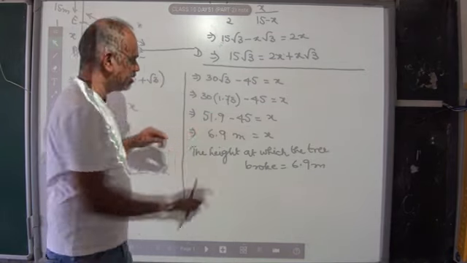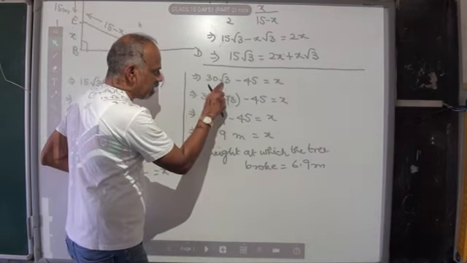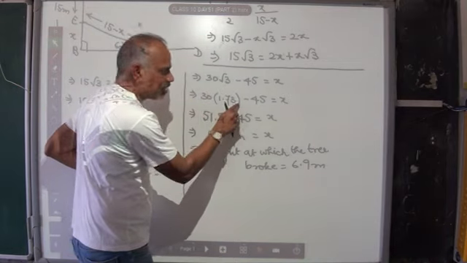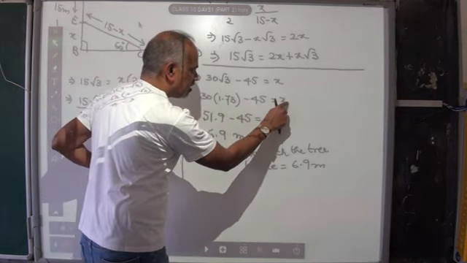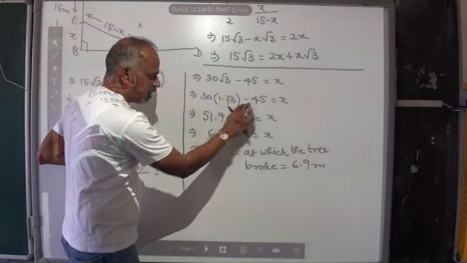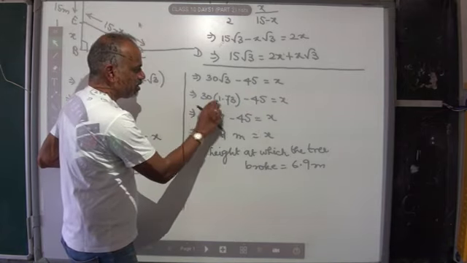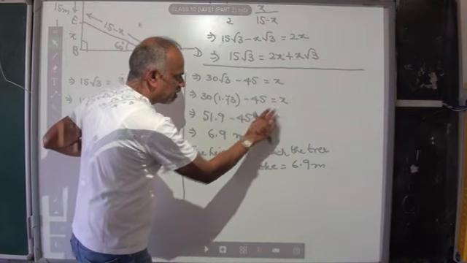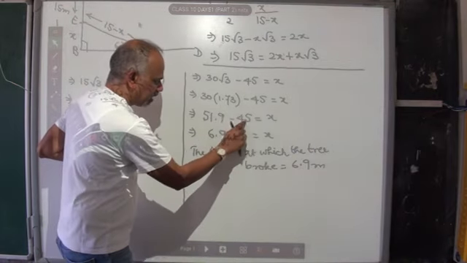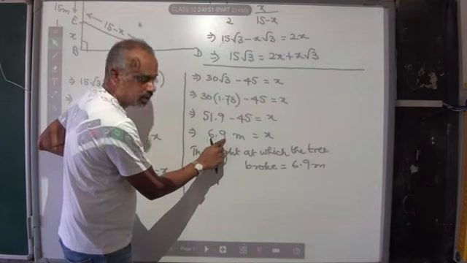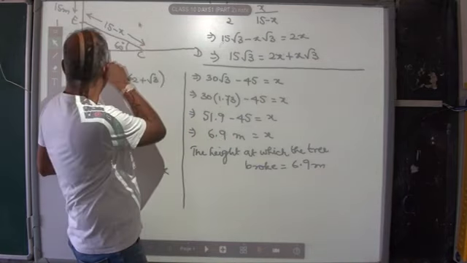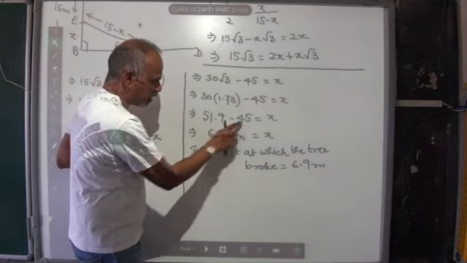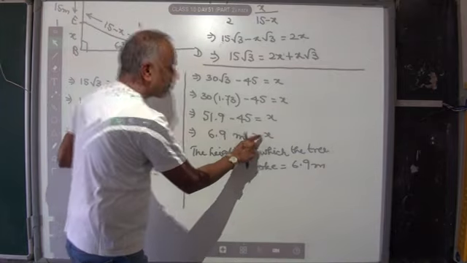Okay. So 30 has to be multiplied with root 3's value is 1.73 minus 45 is equal to x. Multiply this first, then you can do the subtraction. So 30 into 1.73 gives you 51.9 minus 45, that is the value of x. By subtracting this, you will get 6.9 meter because all measurements were in meter. So 6.9 meter is the value of x.